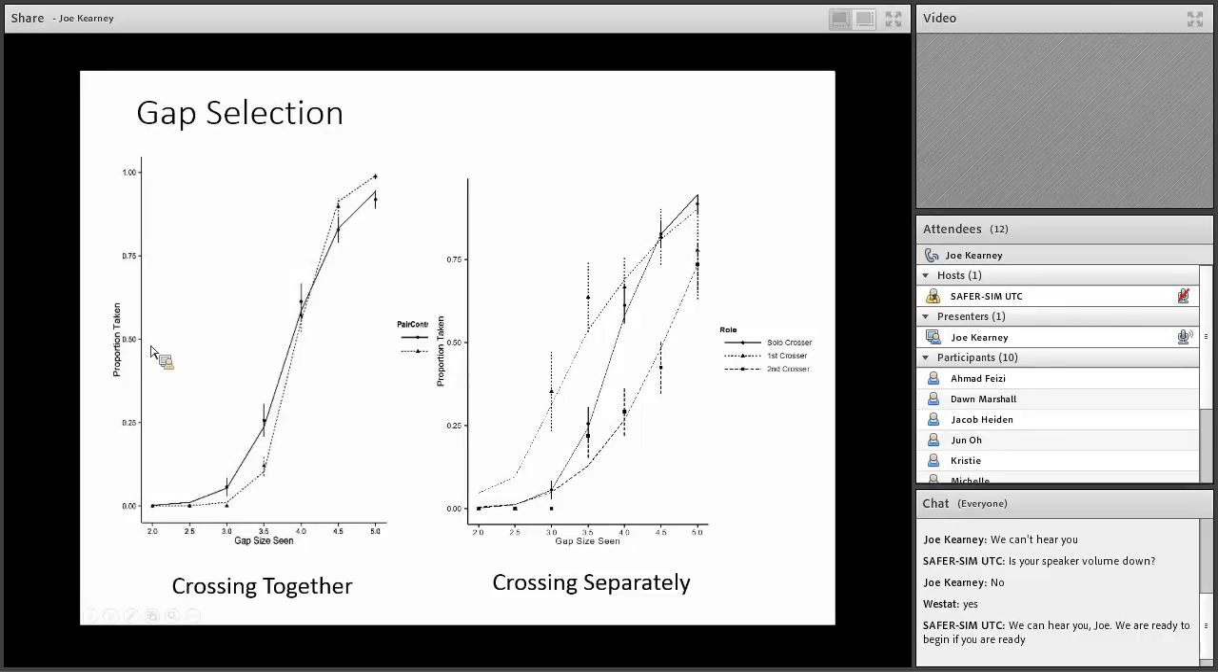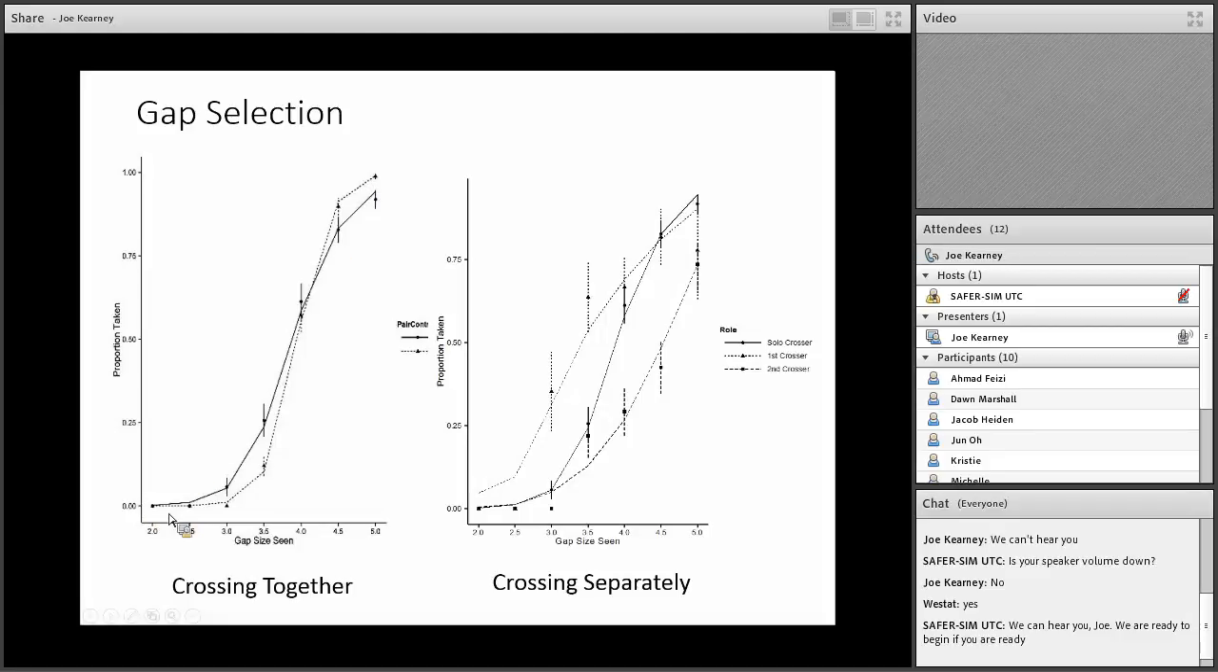These are the gap acceptance results for when they cross together and when they cross separately. They cross together about 75% of the time. And when they crossed together, the two pedestrians on average picked larger gaps than did the solo crossers. So the solo crossers here is the solid line. The dotted line is the pair that crossed on this gap together.